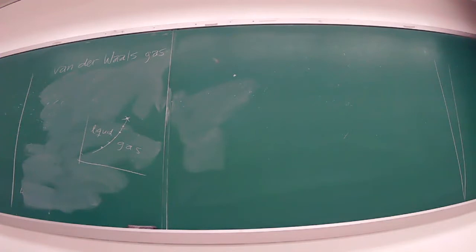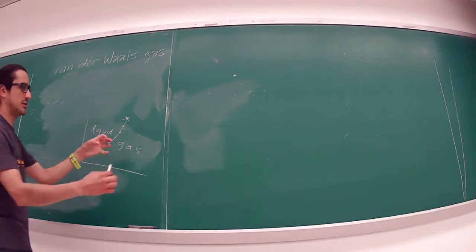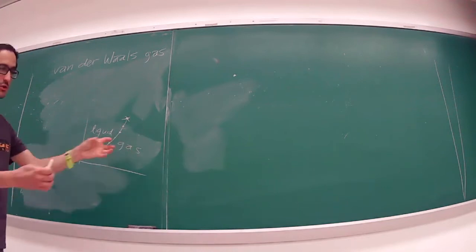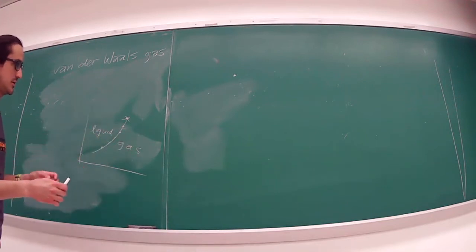If you're in a steam room or something, you can see the steam in the atmosphere. It's a gas. And then you see droplets of liquid water. What is the difference between the molecules? Well, they're both disordered. There's no crystalline order or anything. But in the liquid, the molecules stick together, and in the gas, they just bounce against each other.